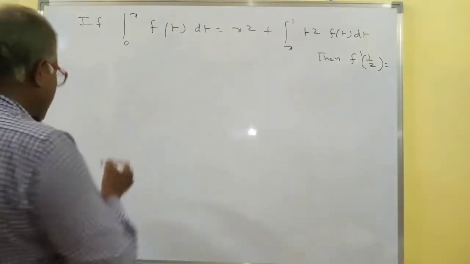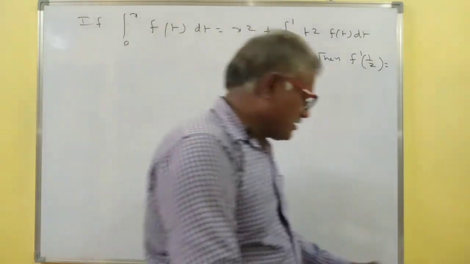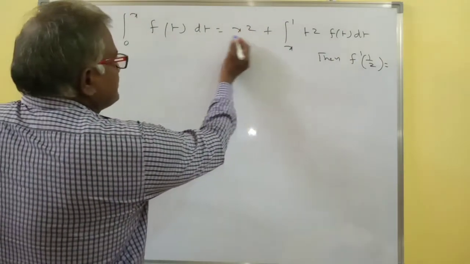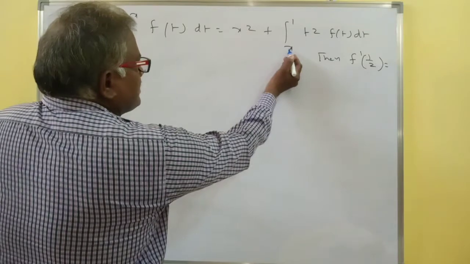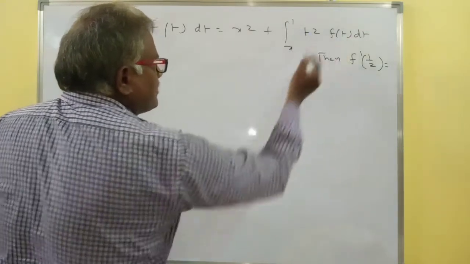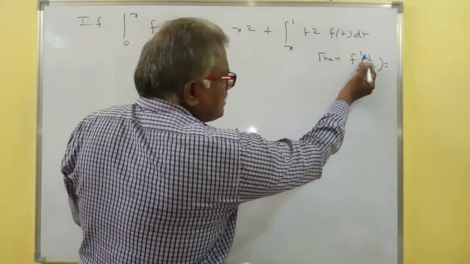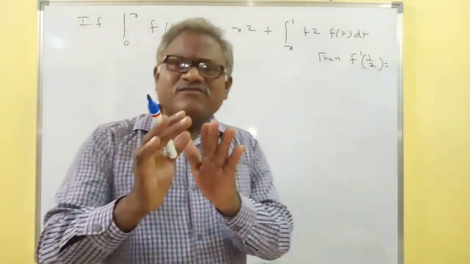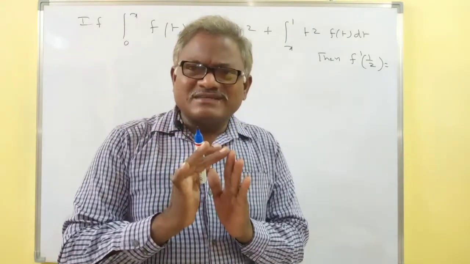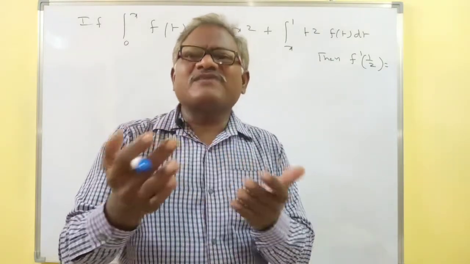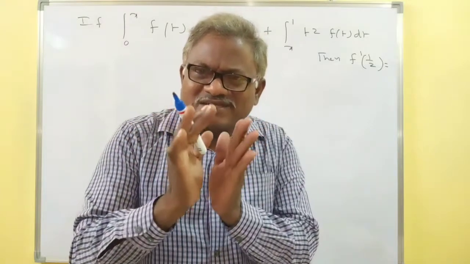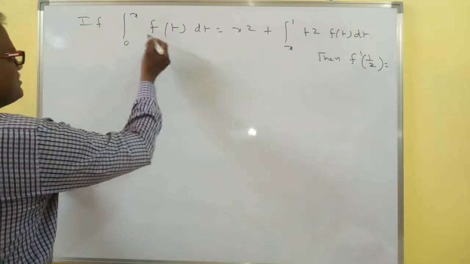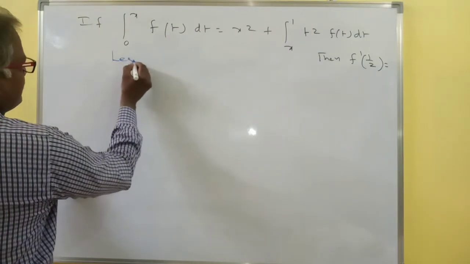You see here, given one is the integral from 0 to x of f of t dt is equal to x square plus the integral from x to 1 of t square f of t dt. What we have to obtain finally? F dash 1 by 2. That means first of all we have to find f of x. What is the given function? So for that, what we have to do? Simply differentiation. To obtain any function, you simply have to differentiate using Leibniz theorem.